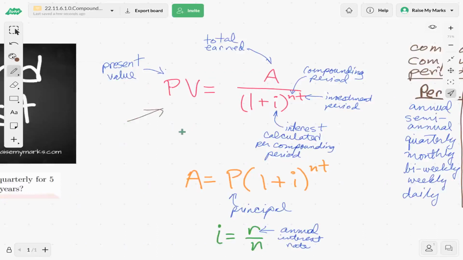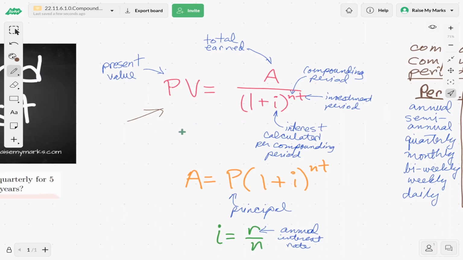So what do all these letters mean? PV is the present value of our investment. A is the total amount that's earned. I is the interest calculated per compounding period. We'll get into that in a moment. N is the compounding period. And T is the investment period.